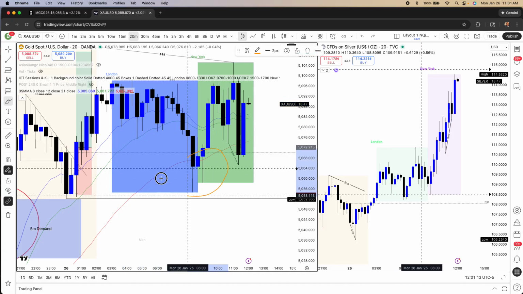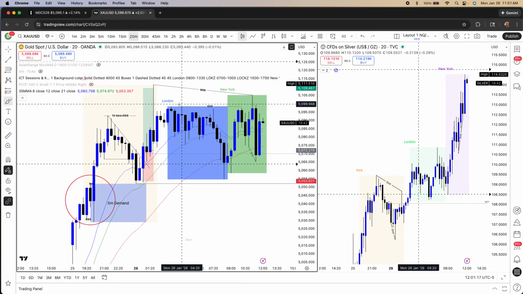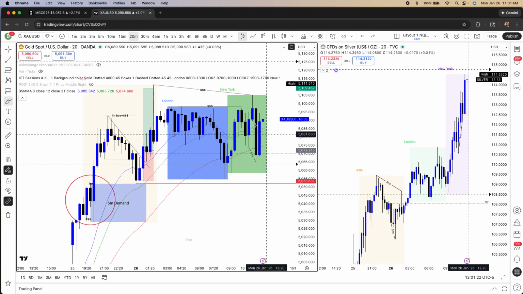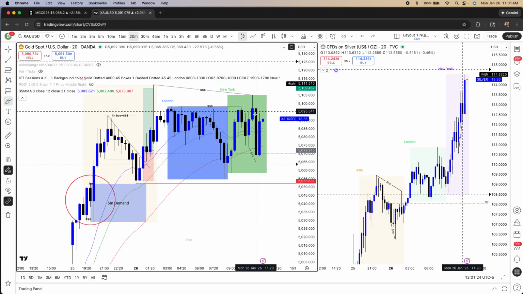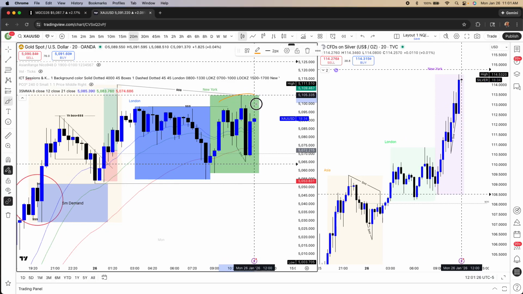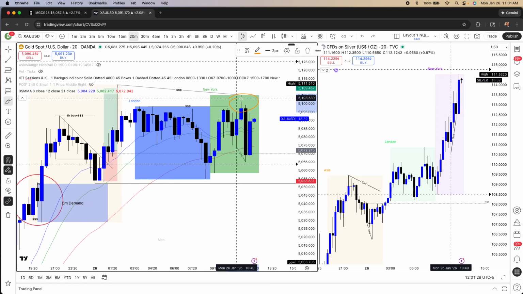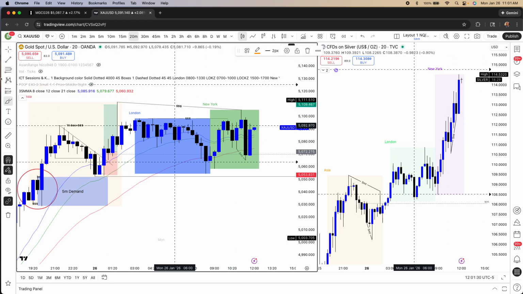And then New York didn't really manipulate anything. New York ended up sweeping the London highs. So that's not what you want to see. But this could be a manipulation for us to actually continue higher.